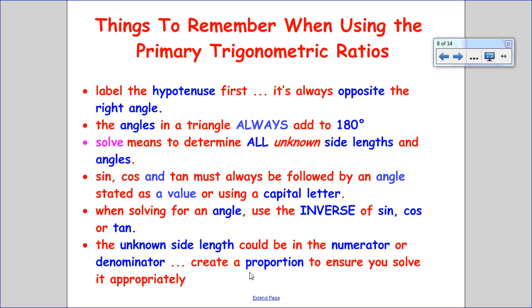And the last thing to remember is when you create your trig ratios, your unknown side lengths could be in the numerator or the denominator, and the best way to solve it and make sure you solve it correctly is to use a proportion.